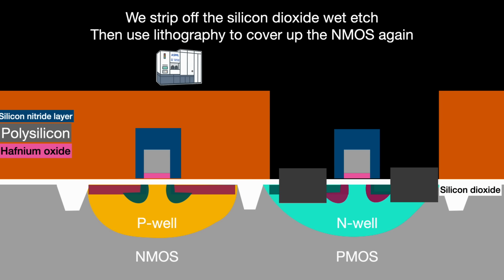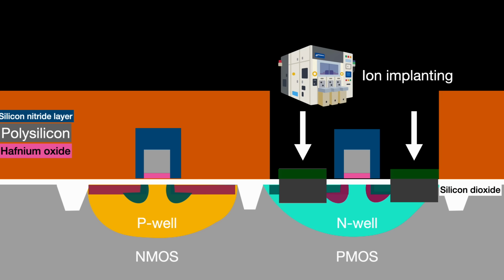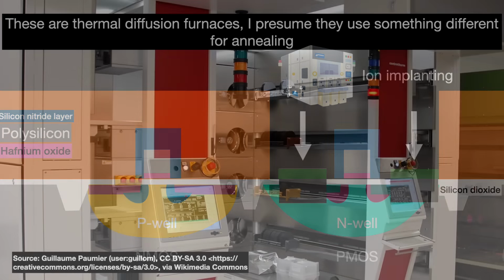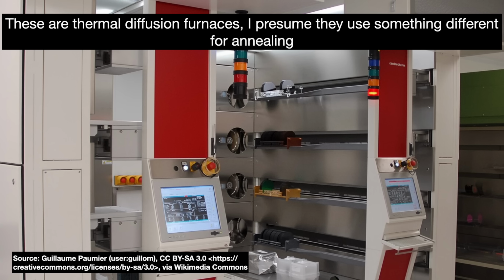Finally, we need to turn on the transistor sources and drains, making them electrically active. We remove the hard mask and then do lithography to cover up the NMOS. We then use ion implantation to fire p-type dopants like arsenic or boron atoms at the SiGe source and drain to make them electrically active. After stripping the photoresist with oxygen plasma ashing, we run the wafer through an annealing step, so shoving it into a furnace and letting it rip at 1000 degrees Celsius. This activates the dopants and also repairs any damage to the crystal structure done by the ion implantation.